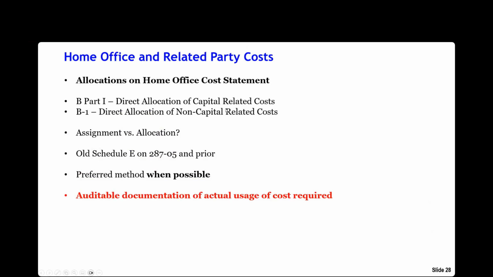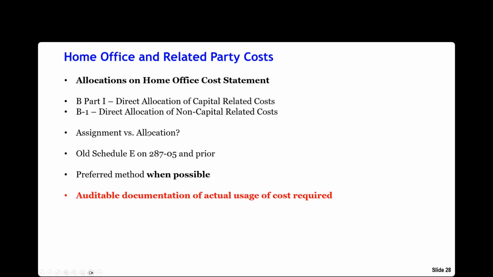Now, I just briefly want to go through the allocations on the related party or the home office cost statement. This is also something that we can dig into in much more detail. And it's something that I'll probably at some point, now that we have this new form set and we've been using it for a while, create a YouTube video for this with a generic example. But they've renamed these as well. B part 1 and B-1 are direct. I hate the word allocation there, but they're calling it direct allocation of capital and non-capital related costs, respectively.